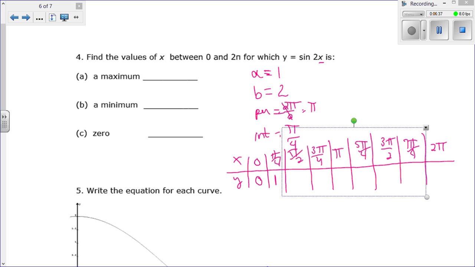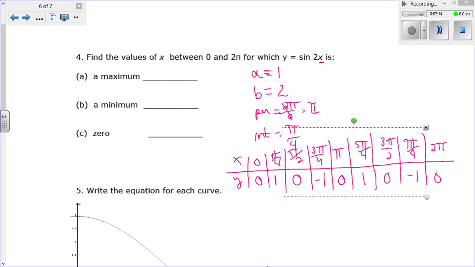Pi over 2 is 90. So 2 times 90 is 180. The sine of 180 is 0. 3 pi over 4 is 135. 135 times 2 is 270. So the sine of 270 is negative 1. And then 2 times pi, which is 180, is 360. The sine of 360 is 0. And my period is pi, meaning that once I get to pi, my pattern repeats. So then I should have 1, 0, negative 1, 0.